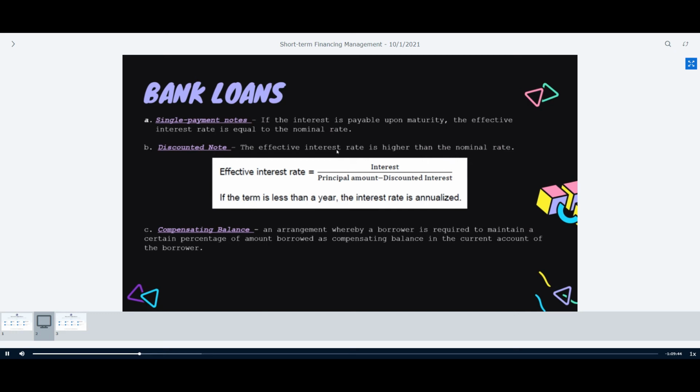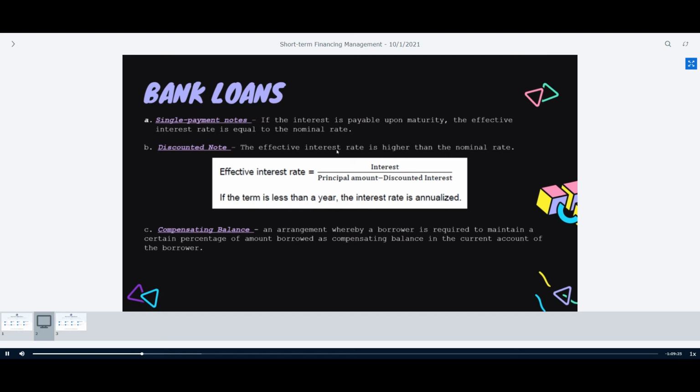Especially if it's collateralized. No? Now, of course, there are also short-term loans with banks. So now, letter A, single payment notes. If the interest is payable upon maturity, the effective interest rate is equal to the nominal rate.